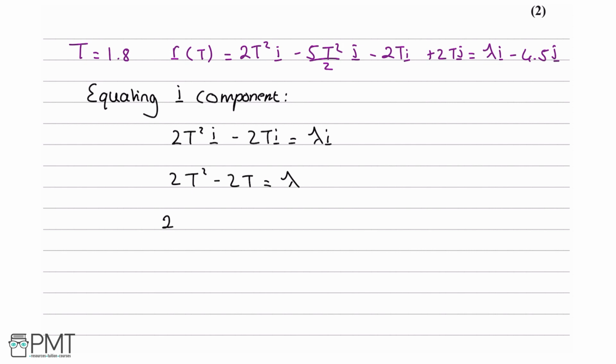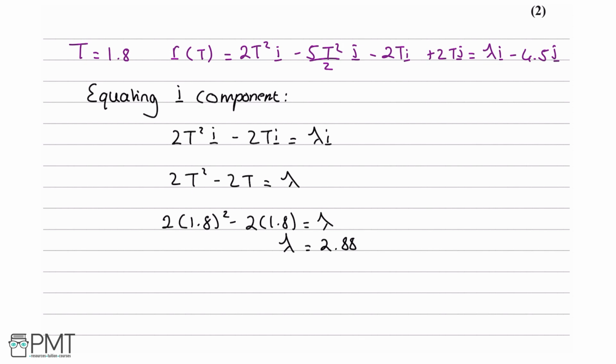And then from here, we can simply plug in t equals 1.8. So we can say 2 times 1.8 squared minus 2 times 1.8 equals lambda. And this means that lambda equals, and then putting this into your calculator, you will get that lambda is 2.88. Okay, so lambda equals 2.88. You get 2 marks for this part.